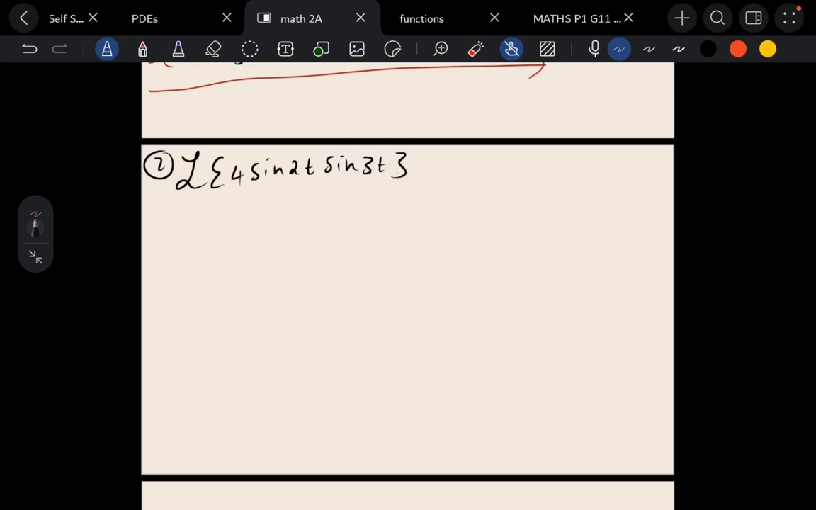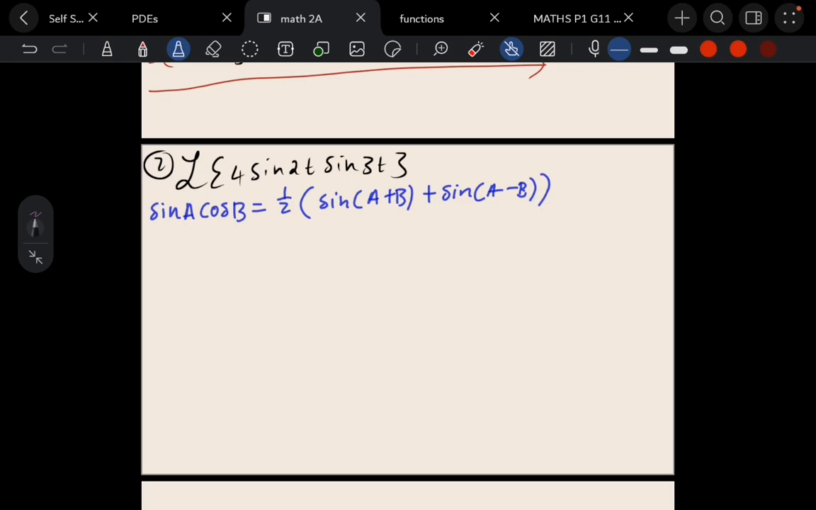You cannot find the Laplace transform of two trigonometric functions that are multiplying each other like that. So what is the best way of doing that? You need to write the product using the trigonometric identities. You need to remember that sine A cos B is equal to 1 over 2 in bracket sine A plus B plus sine A minus B. You need to remember this formula, by the way.